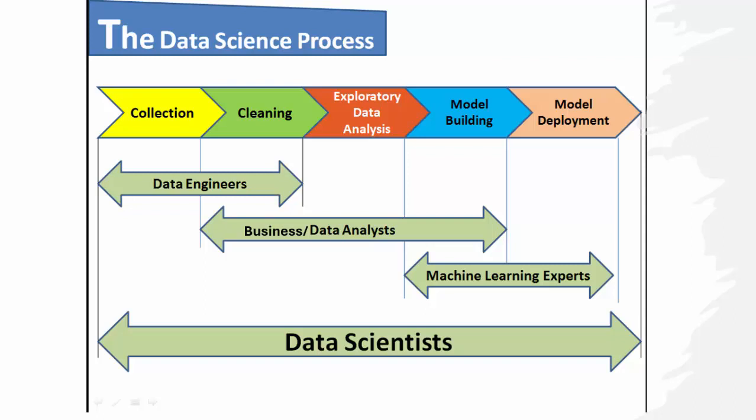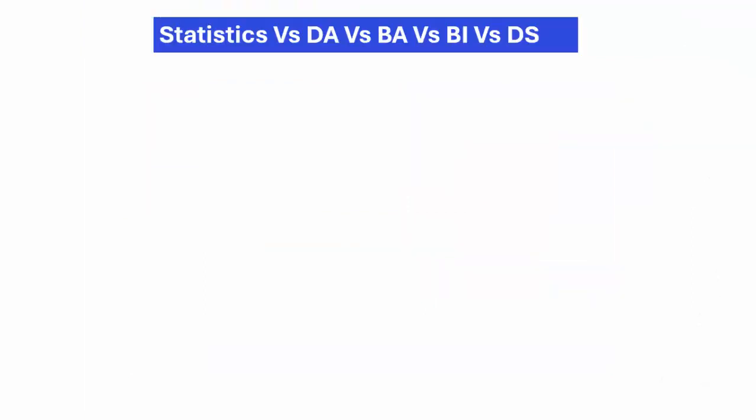Now we see what is statistics, what is data analytics, what is business analytics, what is BI analytics, and what is data science. We want to understand all these things one by one, because at the core of data science there are statistics and mathematics. So first we understand what statistics basically is.